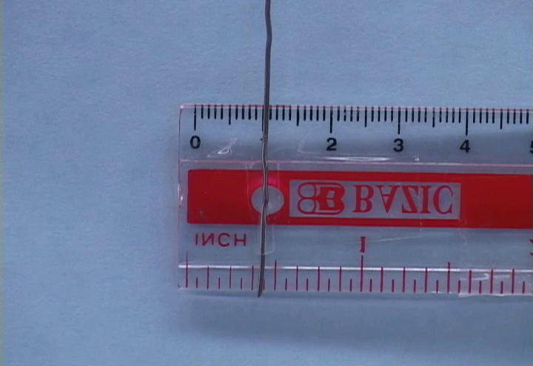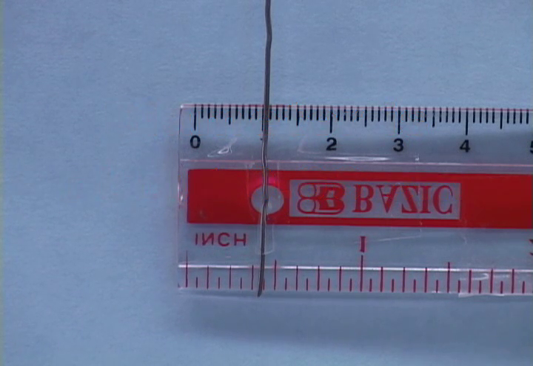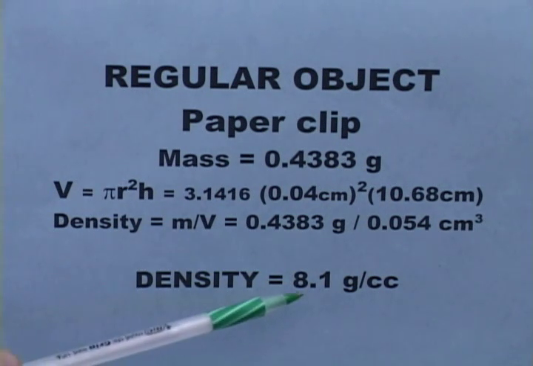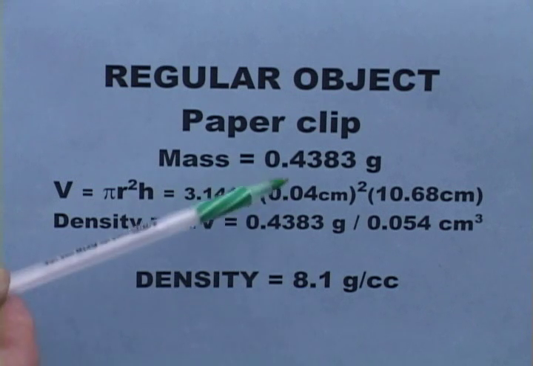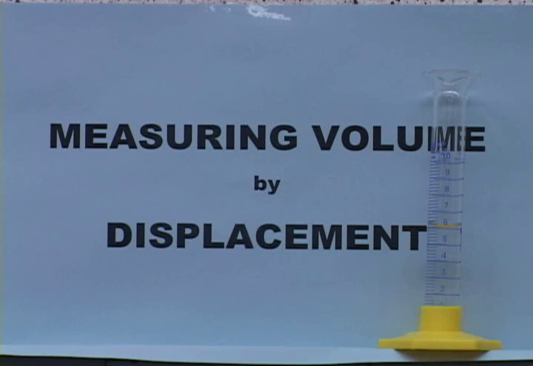Because of the thinness of this wire, measuring its diameter is a little bit more difficult, but I would read this to be about 0.8 millimeters. But remember, an error probably up to 10% is possible. Crunching the numbers gives a density of about 8 grams per cc for our paperclip. But of course, the crude measurement of the diameter could lead to a significant error.